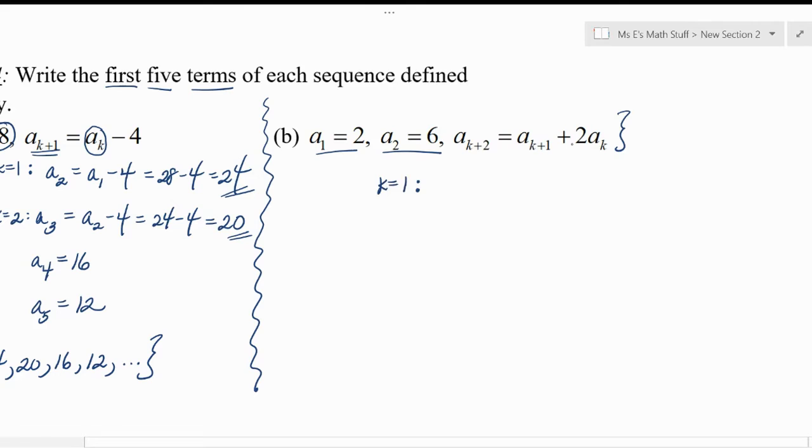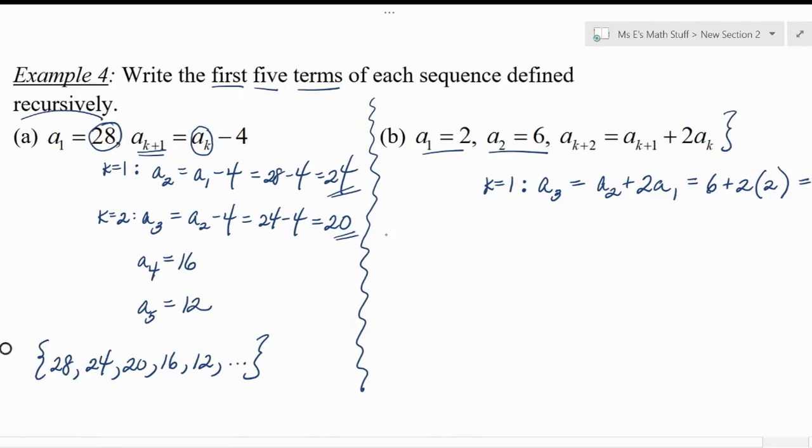So let's see, let's ask this function rule. Dear function rule, what would you say if k was 1? It would say a sub 3 is equal to a sub 2 plus 2 times a sub 1. And that would equal, well, a sub 2 was given as 6, plus 2, and I can substitute 2 in for a sub 1 because that was given as well. So we just got the third term to be 10.